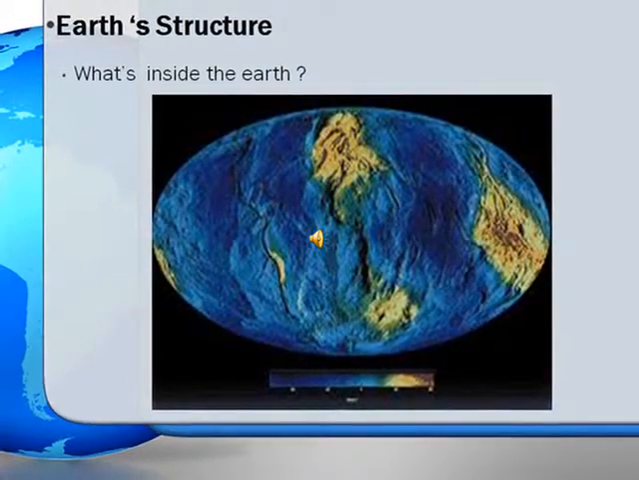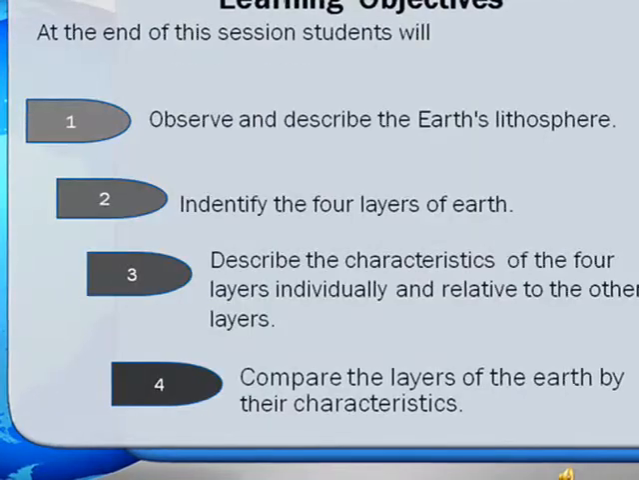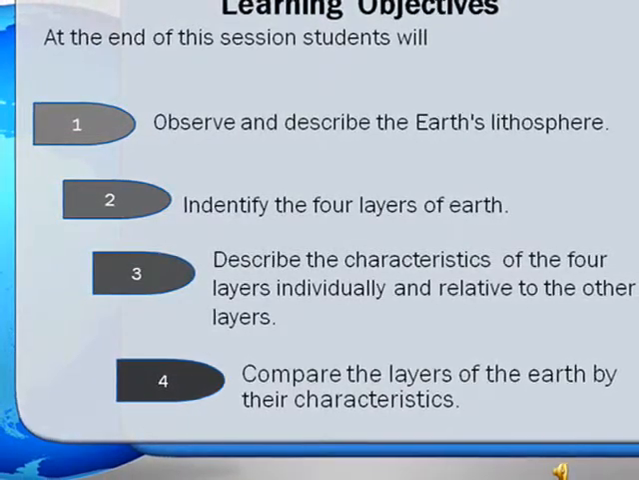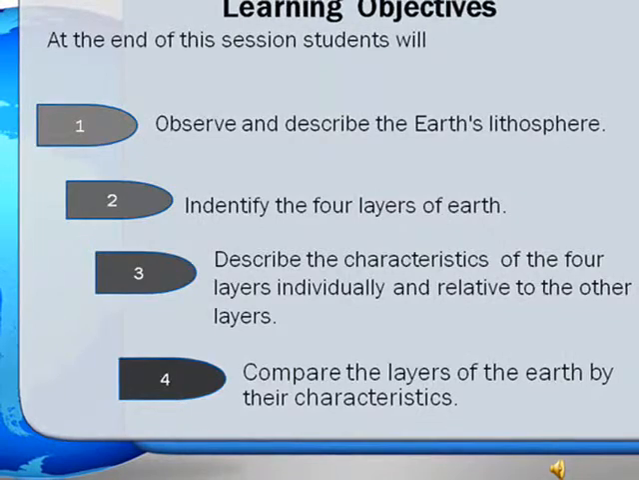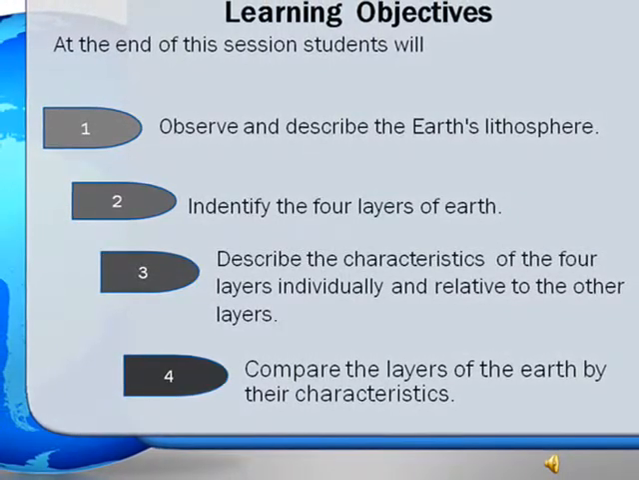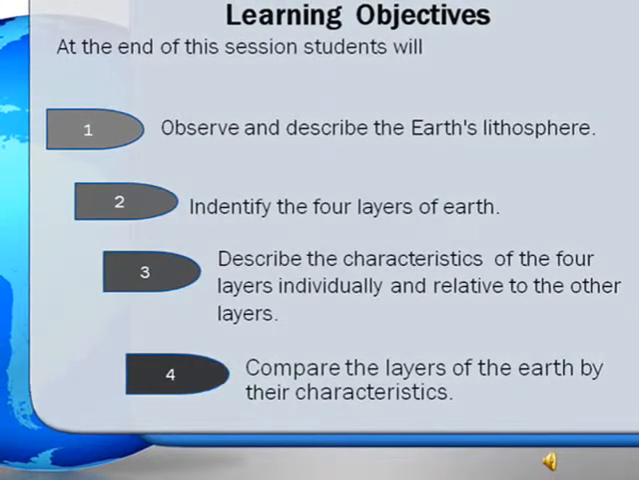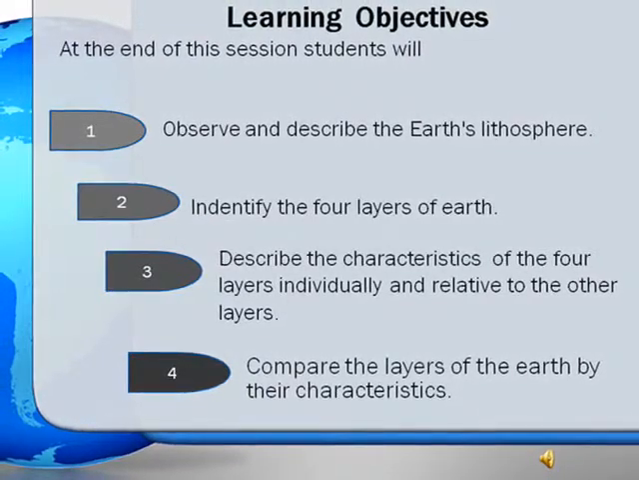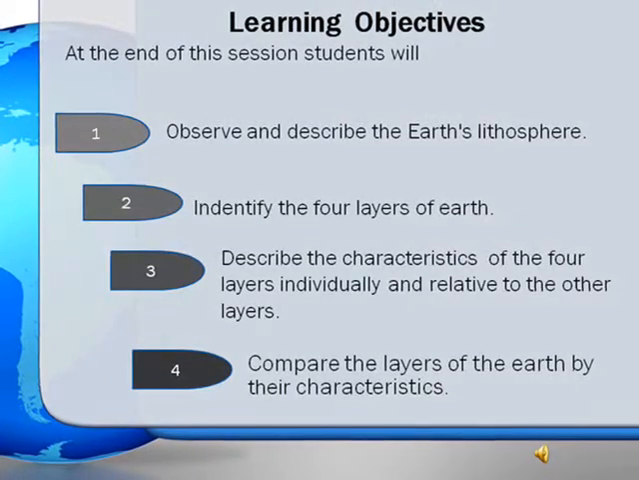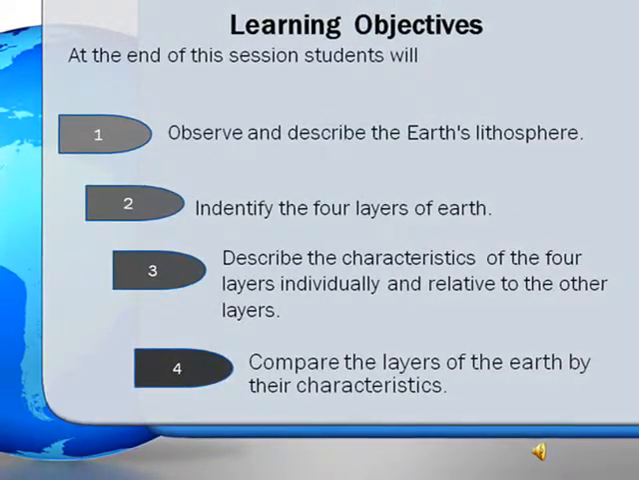What is the learning outcome for this lesson? At the end of this lesson, students will observe and describe the Earth's lithosphere, identify the 4 layers of Earth, describe the characteristics of the 4 layers individually and relative to the other layers, and compare the layers of the Earth by their characteristics.